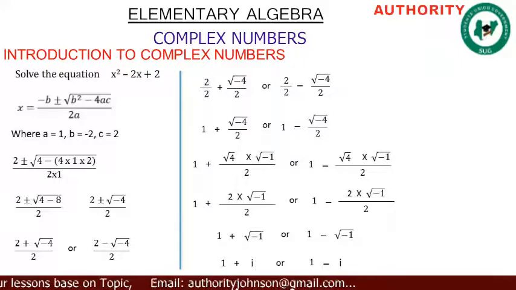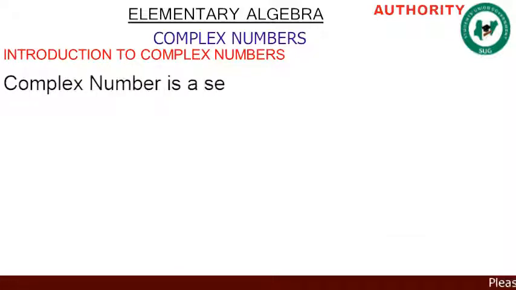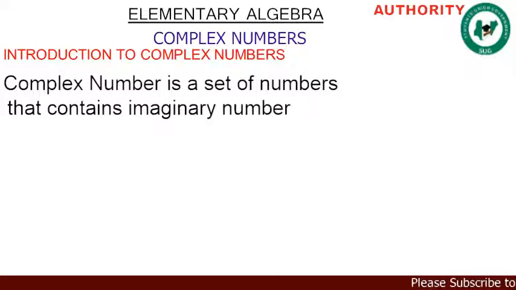The introduction of imaginary numbers to the set of real numbers is called complex numbers. Or you can simply say that a complex number is a set of numbers that contains imaginary numbers.